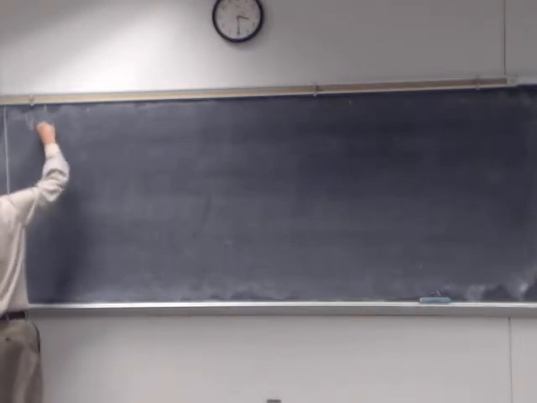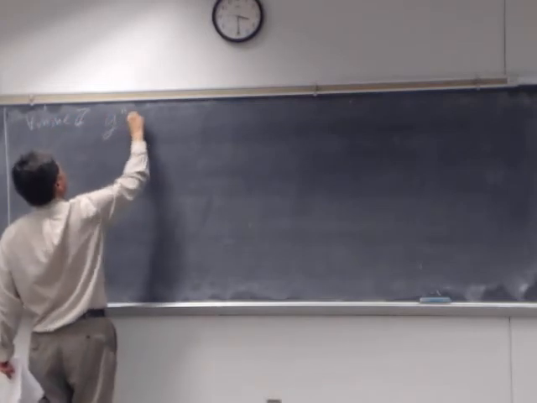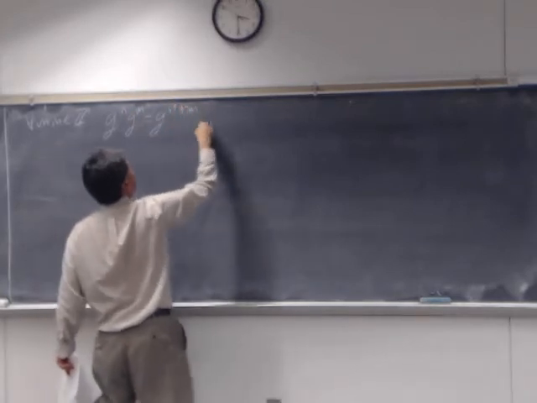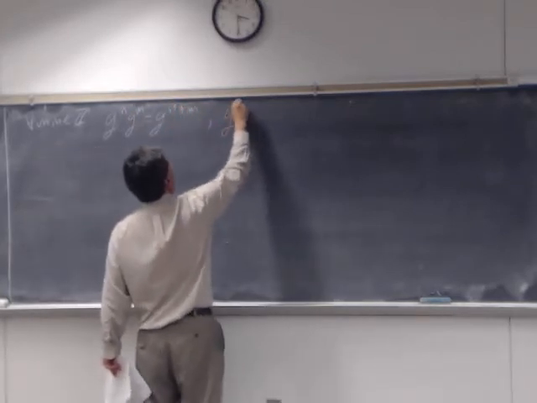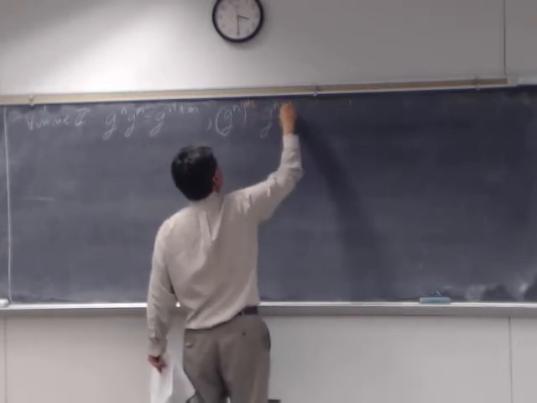So I think I made one of the notes. We just have g to the n times g to the m. You would add exponents. You would multiply exponents if you raise them to a power.